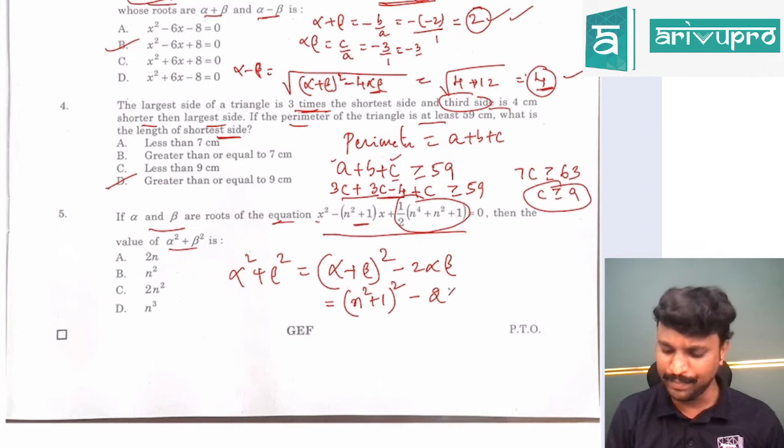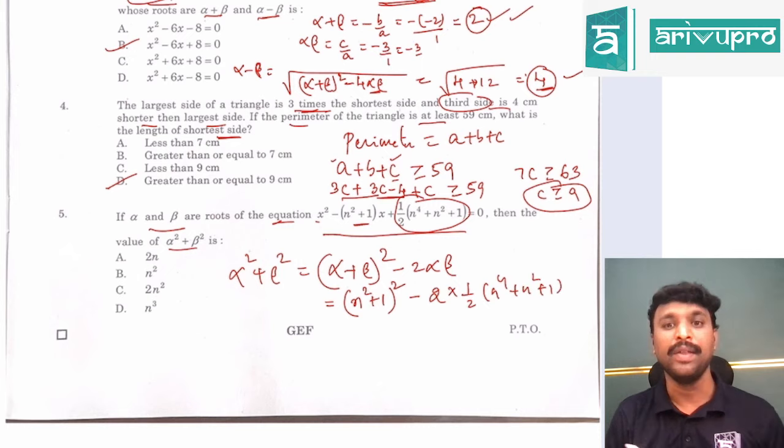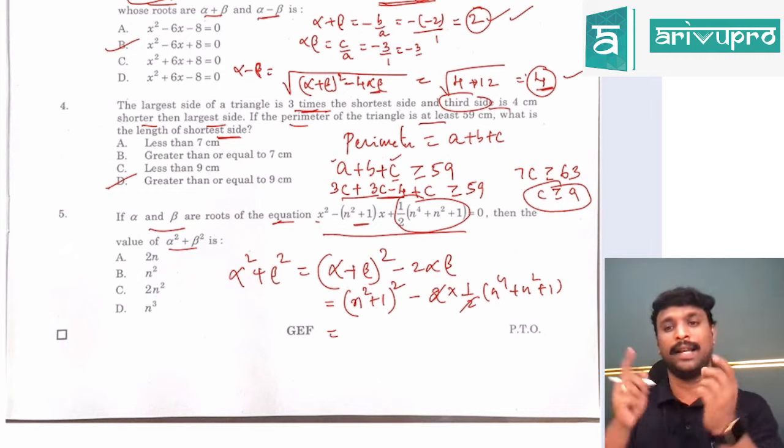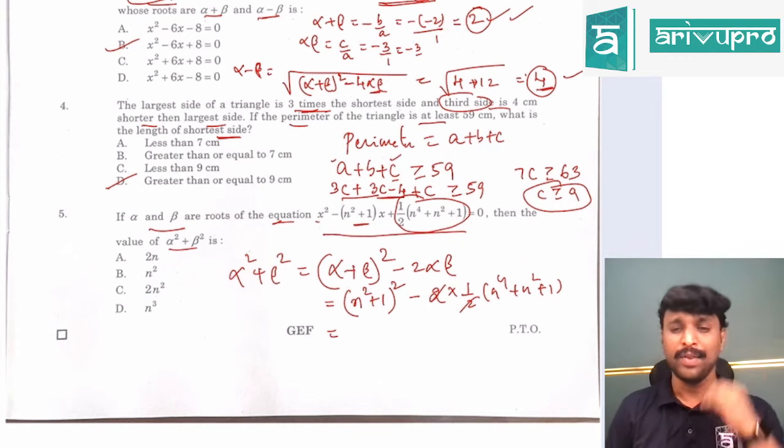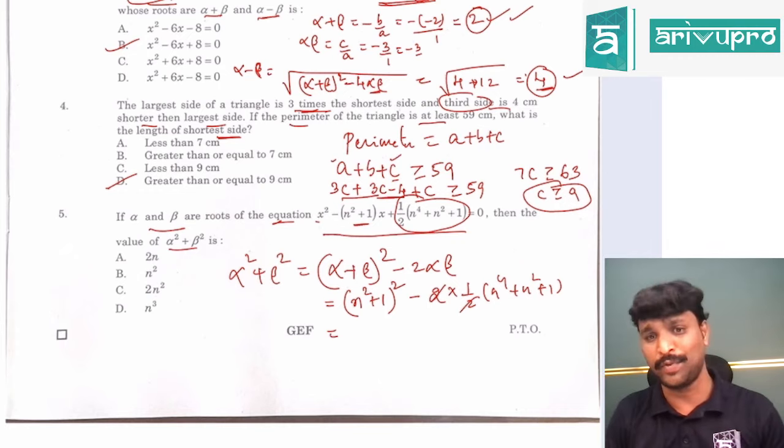The value of c here is 1 by 2 into n power 4 plus n square plus 1. Alright, now 2 gets cancelled. If you see the first term, it looks like a plus b whole square. What is a plus b whole square? a square plus b square plus 2ab.